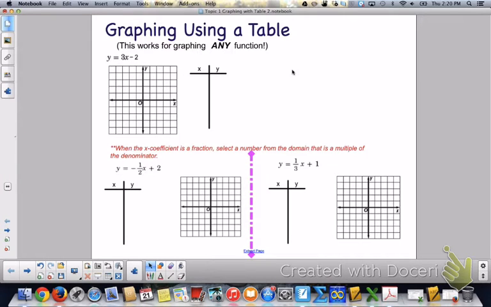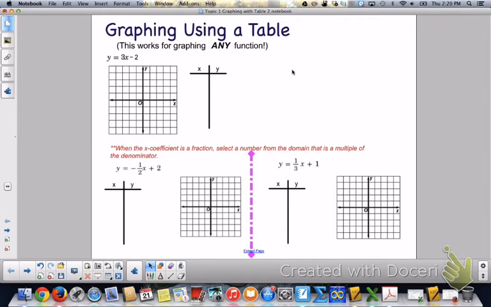Right, starting off chapter 3, we are going to graph using a table. This works for graphing any function. So whether you're graphing linear functions, which we're doing now, whether you get to algebra 2 and graphing quadratics, or pre-calc graphing cubic functions, this works for any function. Okay, so the idea with this is you make a table.